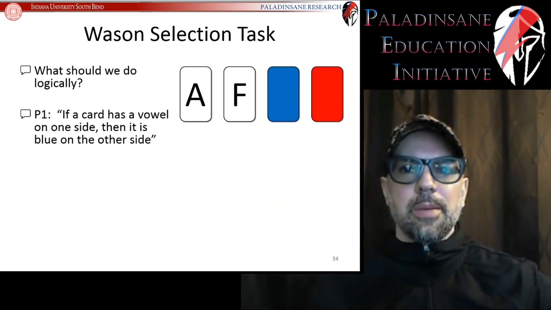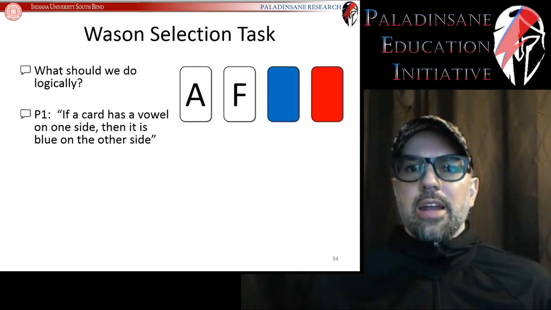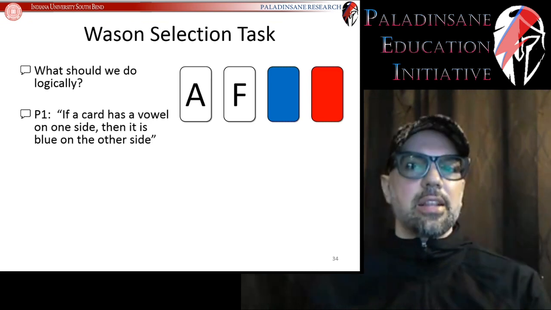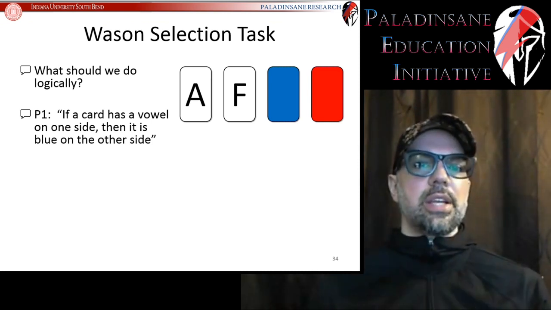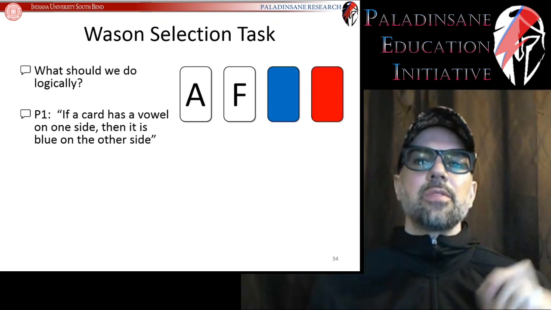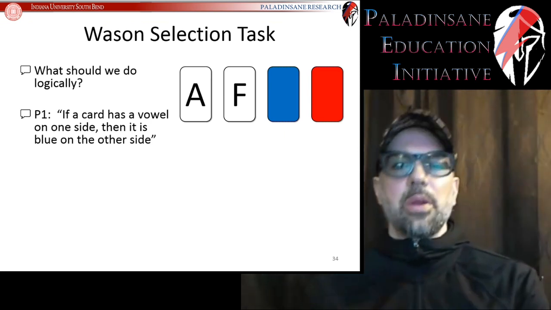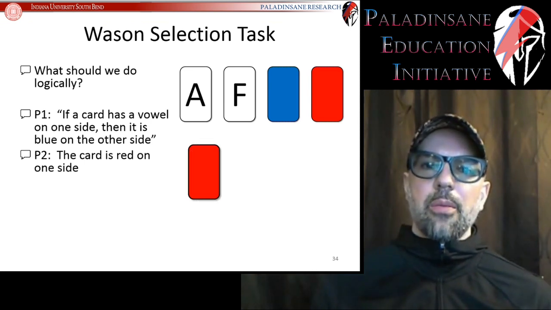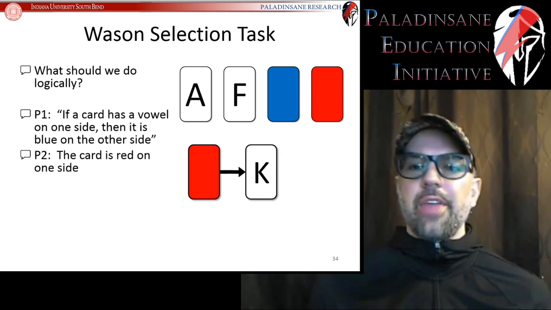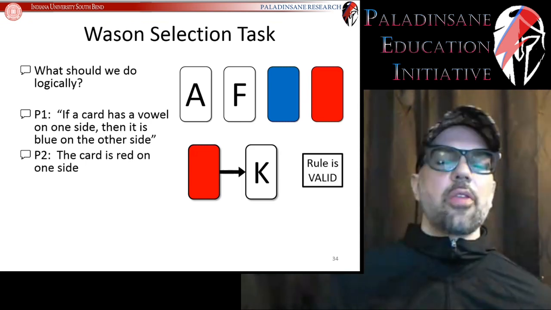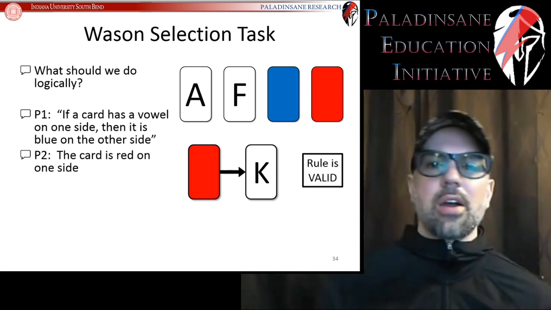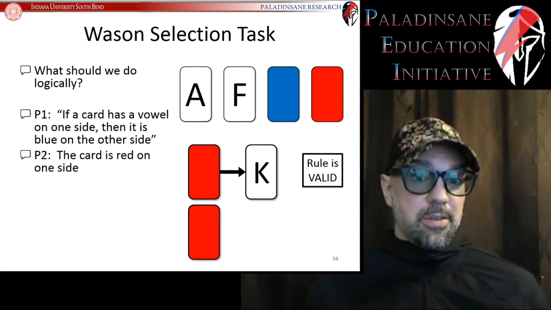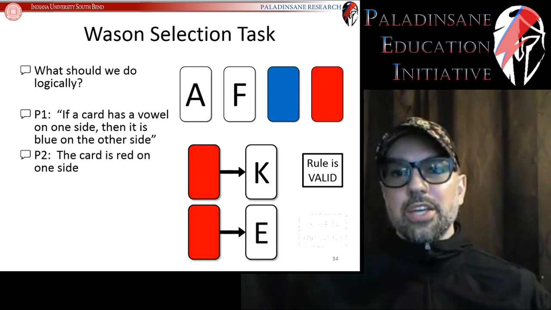What else should we do logically? Well, we've taken a look at affirming the antecedent. The other valid conditional syllogism is denying the consequent. In this case, the consequent is it is blue on the other side. So we should flip over the card that is not blue on the other side. We should take a look at the red card. Because if we flip over that red card and it's a consonant, that's fine. This rule says nothing about consonant cards. It says nothing about cards that have a consonant on one side. But if we flip over that card and there's a vowel on the other side, that's a violation.